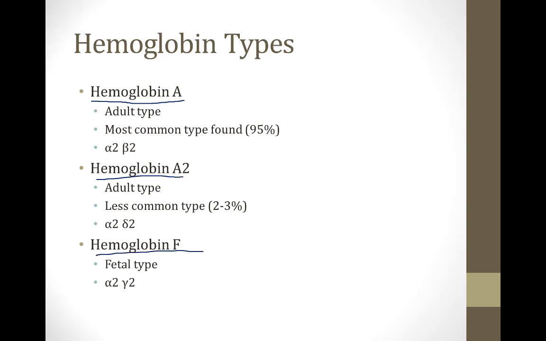So hemoglobin A is the main hemoglobin in adults. It's about 95% of adult hemoglobin, and it's made up of 2 alpha and 2 beta chains. And this is the bread and butter workhorse hemoglobin type in the adult human body. Second type in the adult is called A2. It's the less common type, and it's got 2 alpha chains and 2 delta chains. Another important type is found in the fetus. It's called hemoglobin F. It's the fetal type, and it has 2 alpha chains and 2 gamma chains.